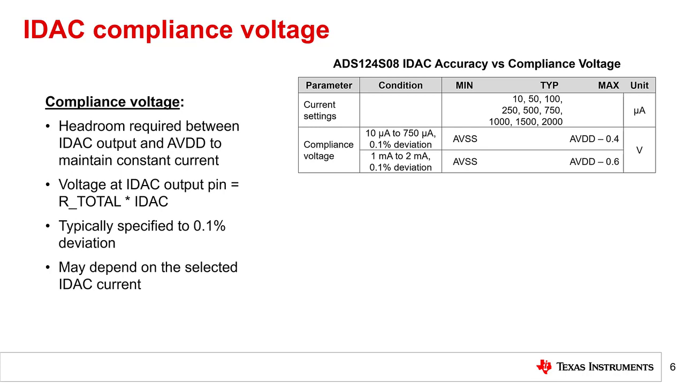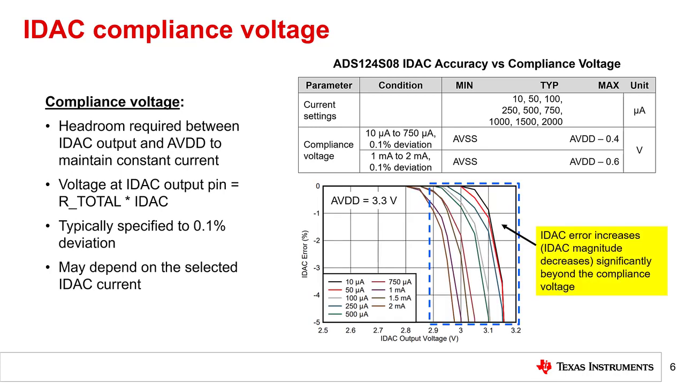What happens when the compliance voltage is violated? This image, taken directly from the ADS124S08 datasheet, plots the IDAC error in percent as a function of the IDAC output voltage when AVDD equals 3.3 volts. Note that as the IDAC output voltage increases beyond the maximum compliance voltage, the IDAC error increases rapidly and significantly. Instead of 0.1% error, the IDAC output for all current settings quickly drops to an error of 5% or more when the compliance voltage is violated.